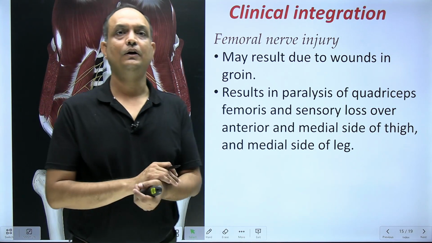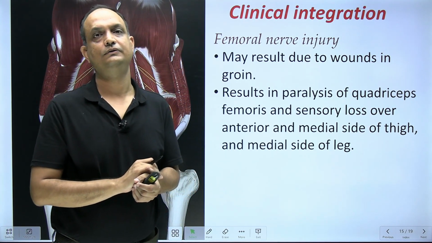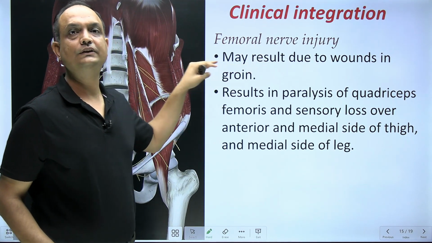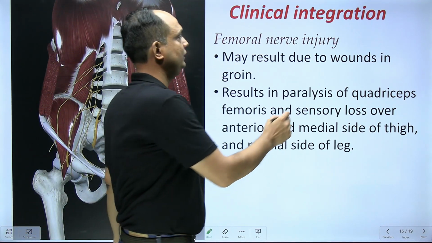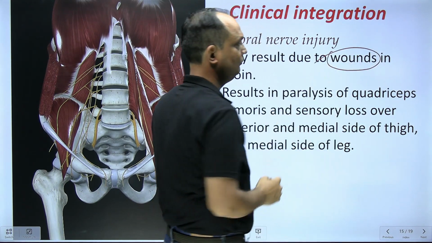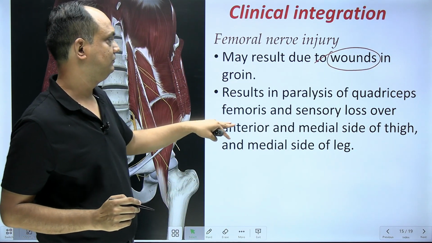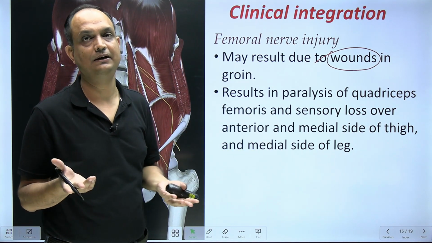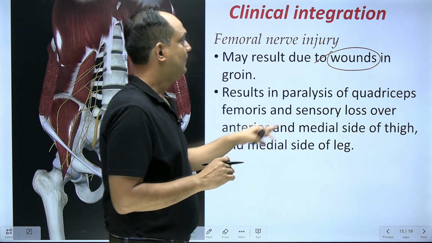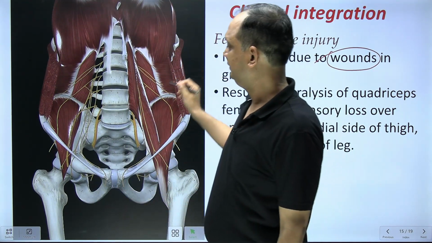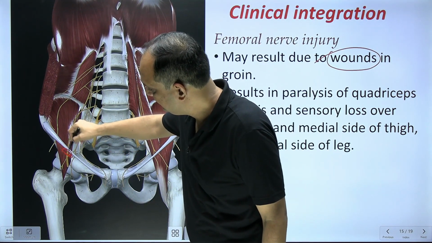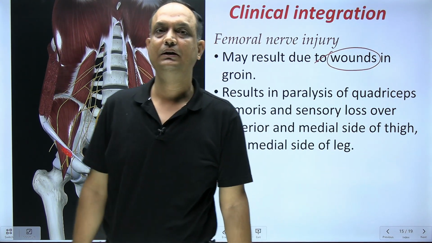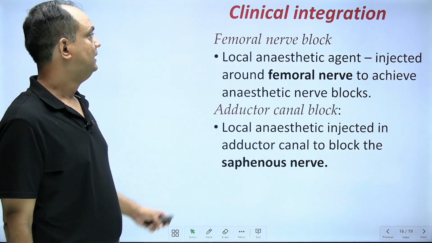So now, what are the important clinical points of this nerve? First is femoral nerve injury. If there is a stab wound or any wound in the groin, what will happen? There is paralysis of the quadriceps along with sensory loss in the areas supplied by the femoral nerve. So where is the wound? If you have the wound here in the upper part of the femoral triangle, just below the inguinal ligament, it may affect the femoral nerve.